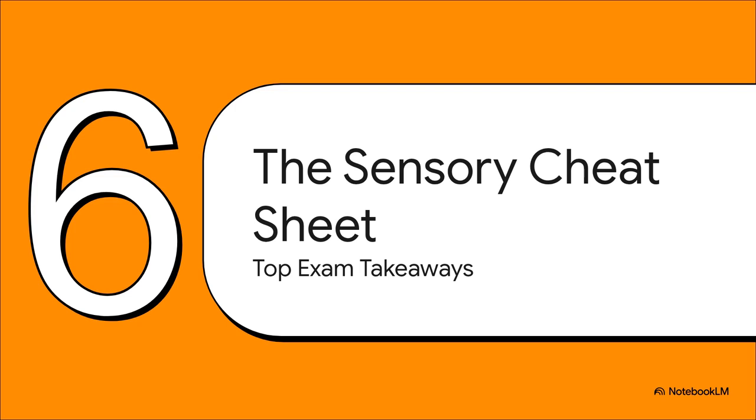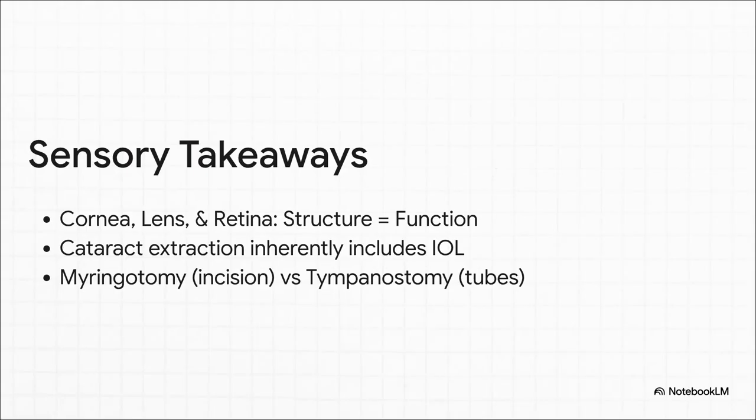And finally, Section 6, the sensory cheat sheet. Let's lock in the absolute highest yield facts before test day. Remember your cornea, lens, and retina function map, structure equals function. Remember that cataract extraction inherently includes the IOL. And never, ever forget the golden rule. Myringotomy is just an incision, but tympanostomy means tubes.